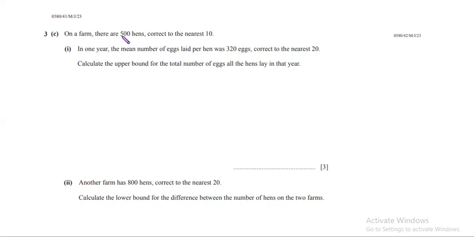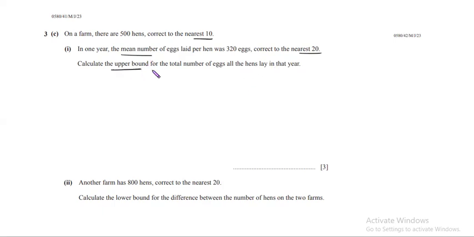Now, in this question, there are 500 hens, correct to the nearest 10. In 1 year, the mean number of eggs, mean is the average, the average number of eggs laid per hen was 320 eggs, and this is given to the nearest 20. Calculate the upper bound for the total number of eggs all the hens lay in that year.